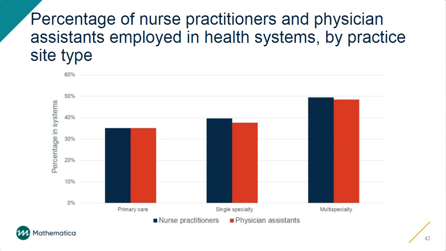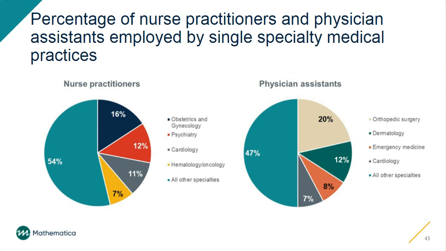Okay, and finally, we're going to look at what specialties are represented among single specialty practices. So a greater percentage of NPs are employed by OB-GYN, psychiatry, cardiology, and HEMONC single specialty medical practices. This is where we see a little bit of a difference across NPs and PAs. So a greater percentage of PAs are employed by orthopedic surgery, dermatology, and emergency medicine single specialty medical practice sites. So as before, we're going to dive down and look at, by these specialties, what percentage of APCs in each of these practice types are employed by systems.